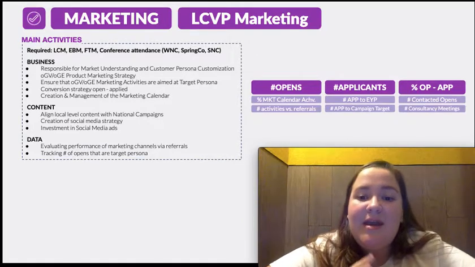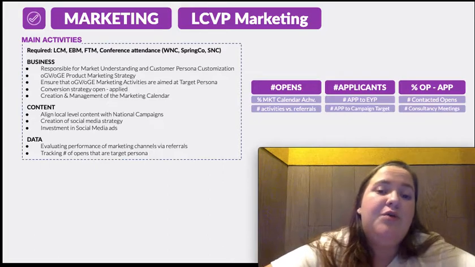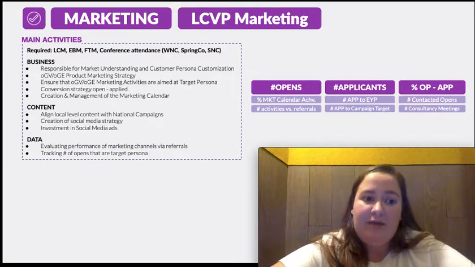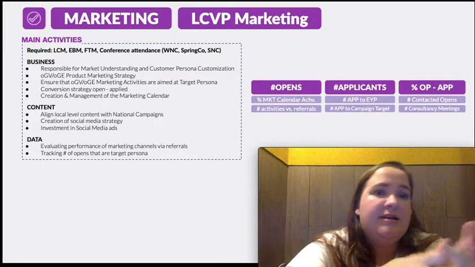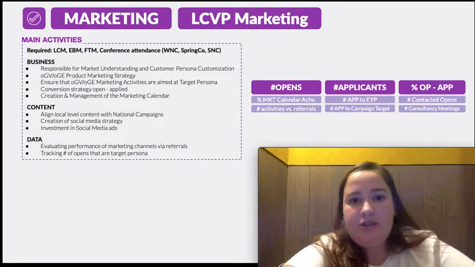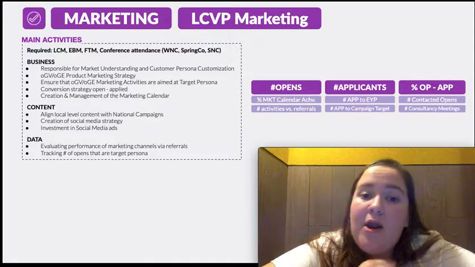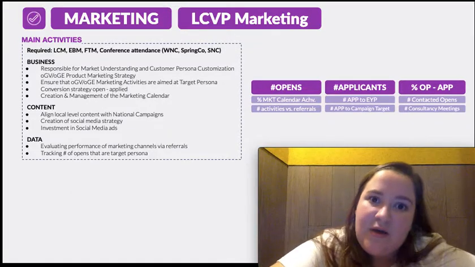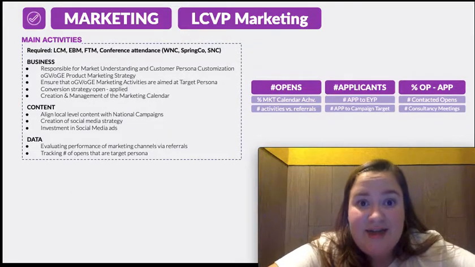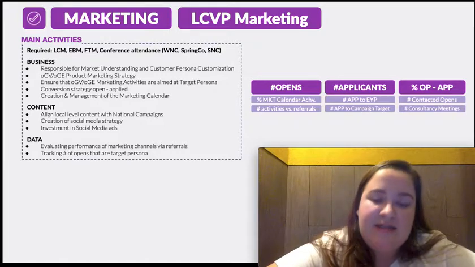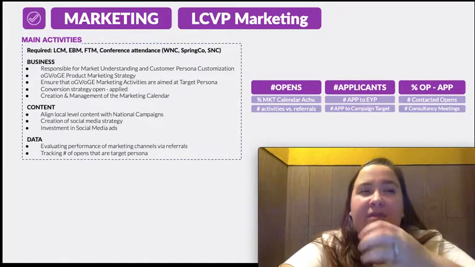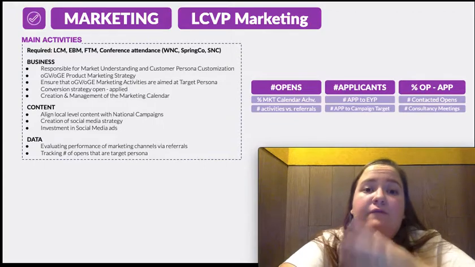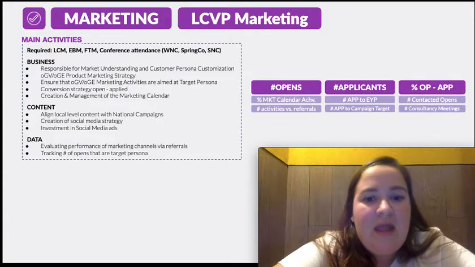partners, and number of applicants to campaign target. So whoever you are targeting, how many of your applicants are actually going to that target. So if your target is Argentina, how many applicants did you get to Argentina, etc. And then open to applied conversion rate, the KPIs that go underneath that is number of contacted opens and number of consultancy meetings, because this is the part where you and OGV overlap and you're able to see what actions are we doing to be able to convert our opens to applied.